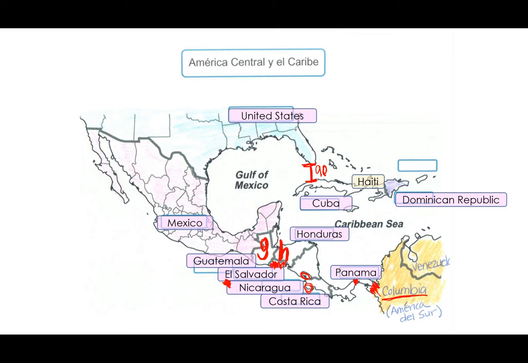Next, we have the Dominican Republic. The Dominican Republic shares 2/3 of the island of Hispaniola. So this island is called Hispaniola: 1/3 Haiti, 2/3 the Dominican Republic. The last one that we have, I always draw it into a little fish. The little fish is Puerto Rico, which is actually part of the United States. That is America Central y el Caribe. The golden part is South America, and that's going to be on the next map.